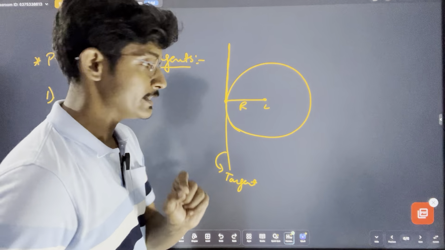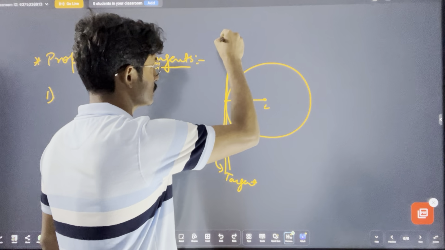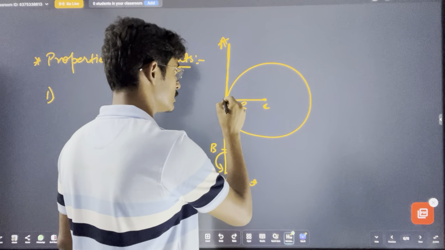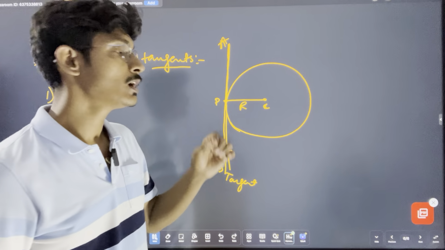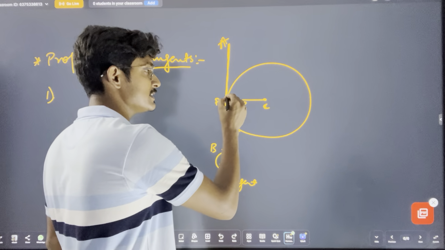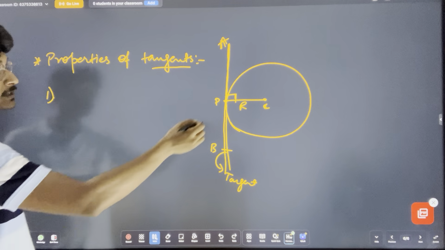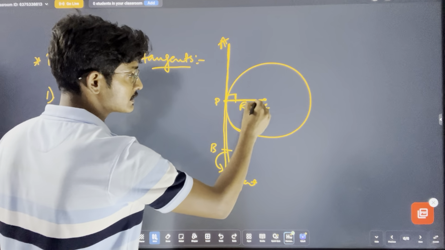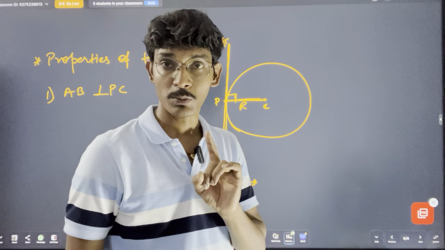then the first property is: this tangent, let's name it AB, and this is our point C, the center, and let's name it point P. So this AB line will be perpendicular to the radius at that point only. It means this angle will be 90 degrees. In short, AB will be perpendicular to PC. So this is one property.